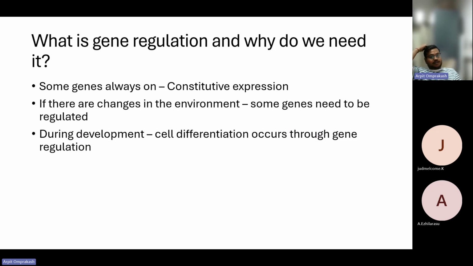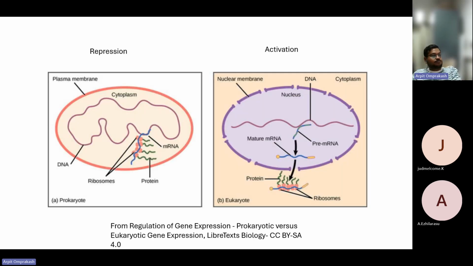Right. Then there are other stages, such as during the development of a cell or an organism, where there's cell differentiation occurring. The cell divides into two parts that are not similar in function. In that case, one cell needs to perform certain functions and express certain proteins. The other cell needs to perform certain other functions and express certain other proteins. So that's also another case where we need gene regulation, right?